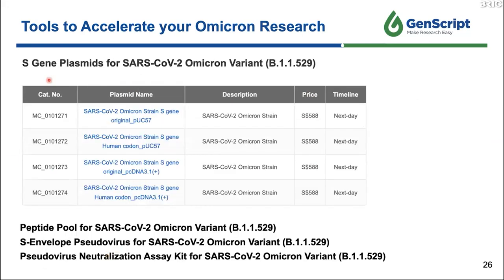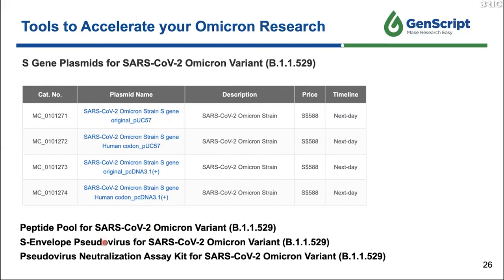Next, we also provide plasmids that contain the S gene for the Omicron. We provide the plasmids in the original codon and also optimized for expression in human cells. And for the vector, we also offer different selections, so you can choose based on your needs. And we also offer the peptide pool for the Omicron variant, which can be useful for T cell stimulation assays.